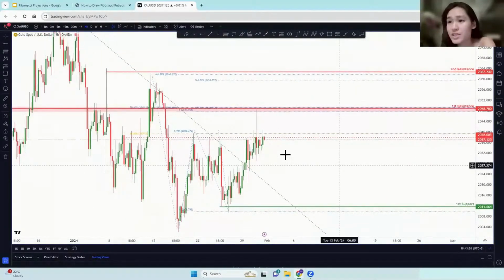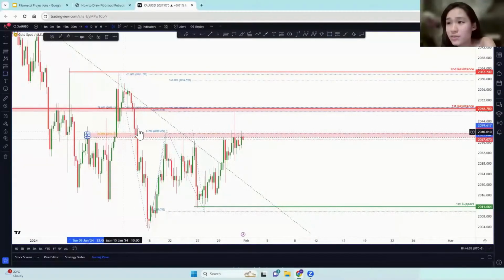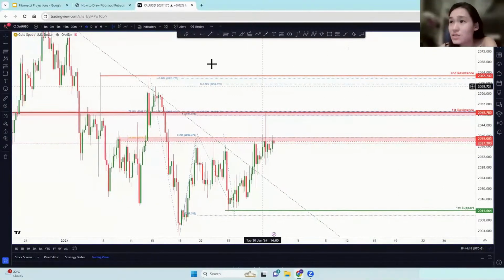Yeah, so we're seeing price testing our intermediate level now because it does have two levels lining up with it. So it is a confluence area, but it's not as strong as the first resistance. So we'll likely see it break above this level and head towards our first resistance.